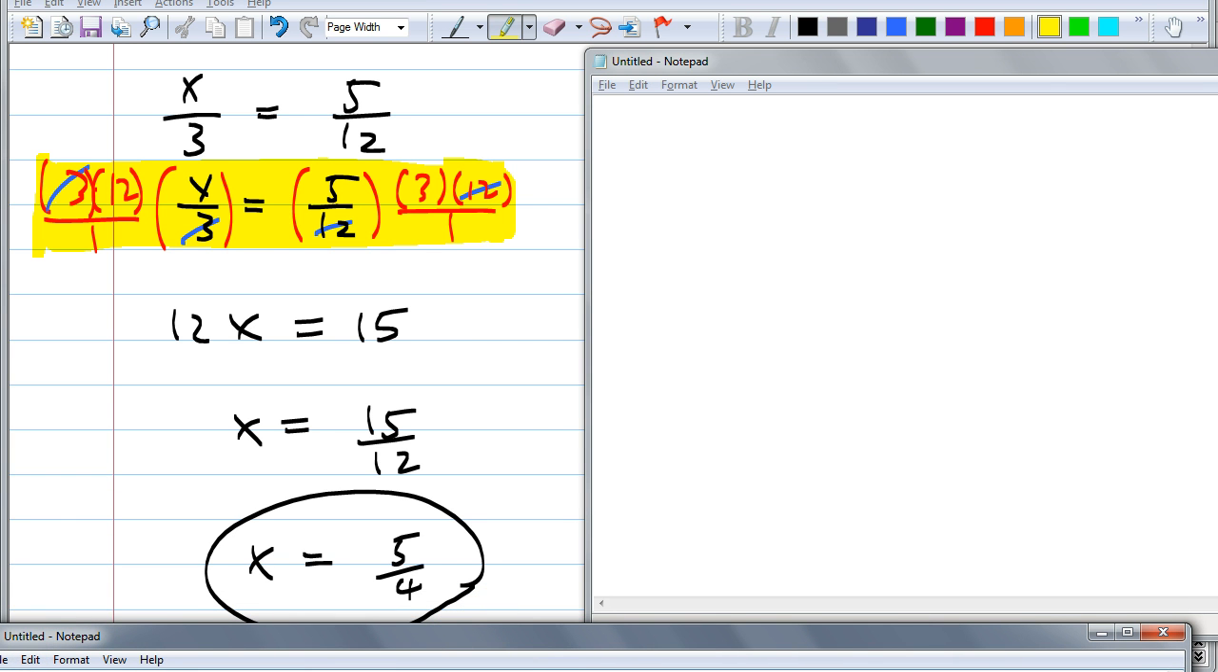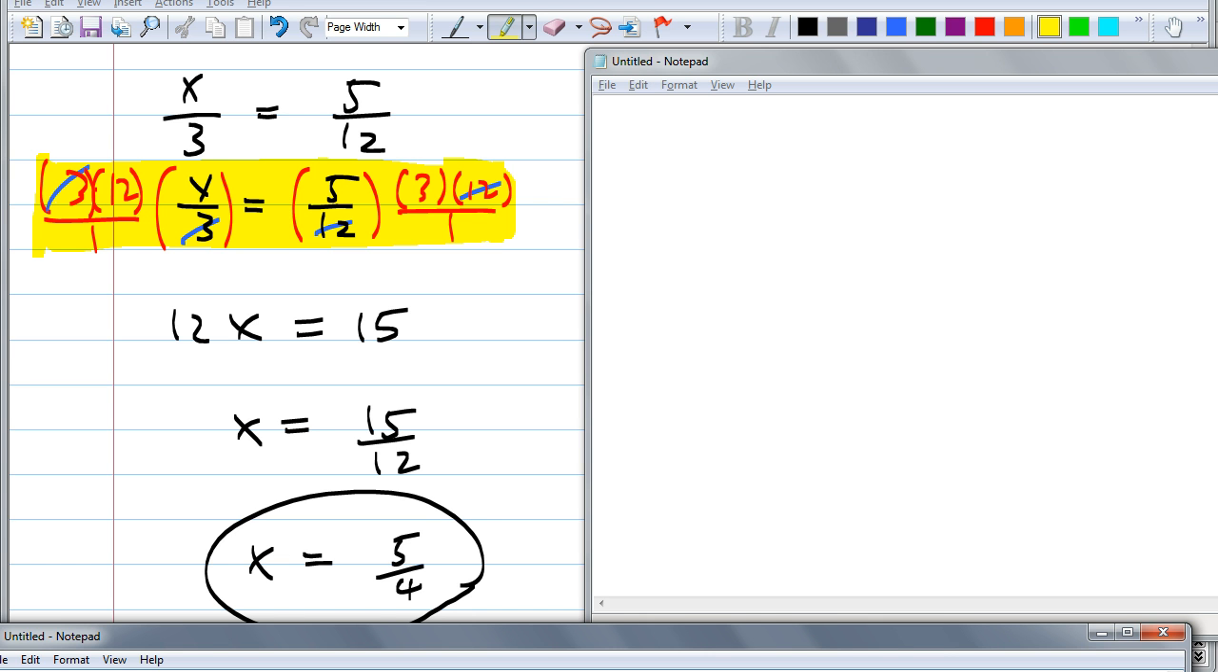Okay, does that make sense? All right. What does this answer represent? The question is, what does x equal to 5/4 represent? Anybody know what that represents? Yeah, okay, 5/4, you could think of it as a ratio, but what does x equal to 5/4 represent in this case?